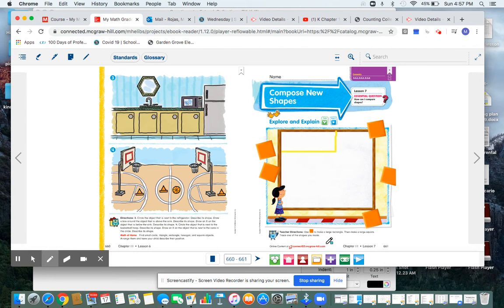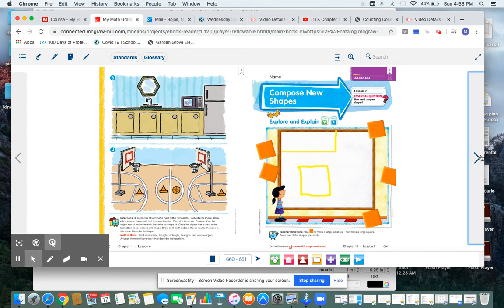And then we're going to make a large square. So I'm going to make a large square. Remember, each side of the square has to be the same size. So this has to be the same as this, and this has to be the same as this one, and this one has to be the same as this one. When you have a square, remember this, all the sides are the same size. They all have 4 equal sides.